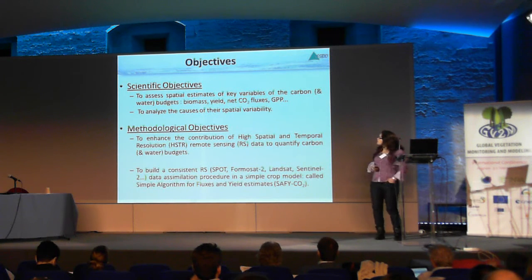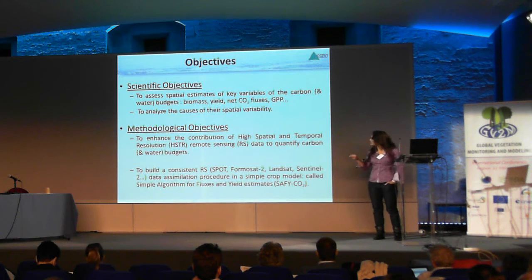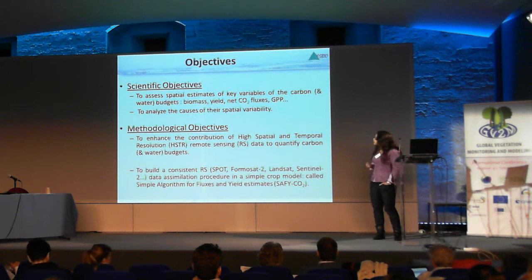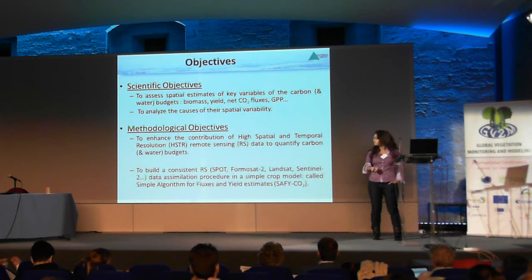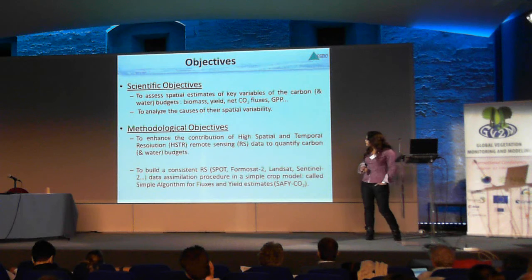So let's start with the objectives. We have some scientific objectives, which aim at accessing spatial estimates of key variables of the carbon fluxes, like biomass and yield, as I said. And we look to analyze the causes of their spatial variability.